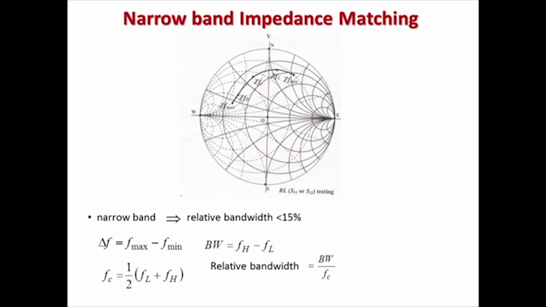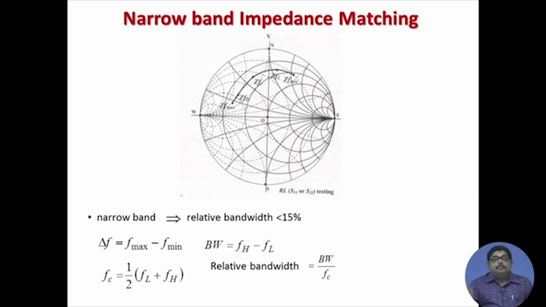So, that is why we define what narrow band matching is. Narrow band impedance matching means the relative bandwidth, which is the maximum frequency to which the network can be subjected minus the minimum, that bandwidth divided by the center frequency, is within 15%. That is called narrow band design.